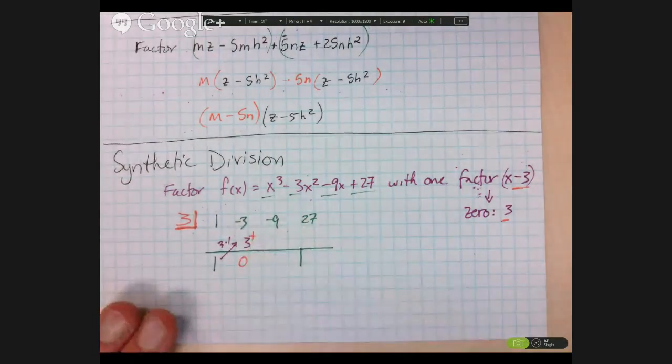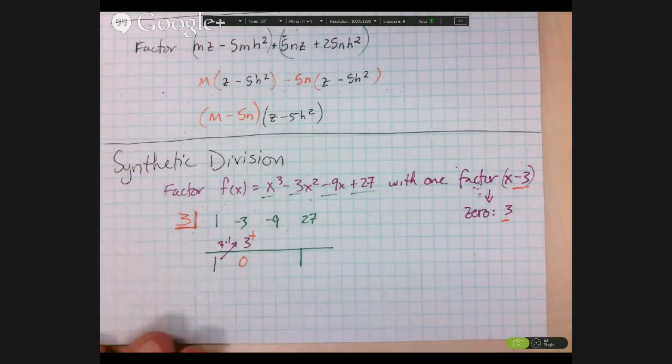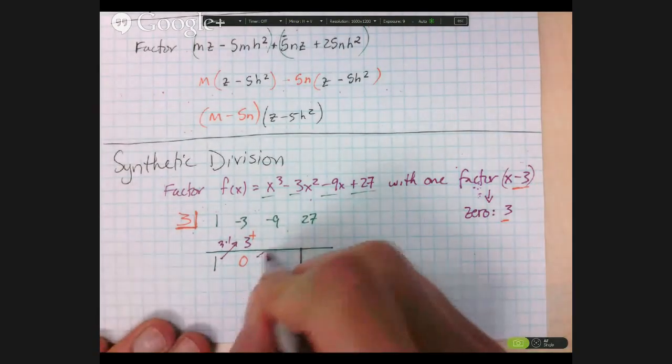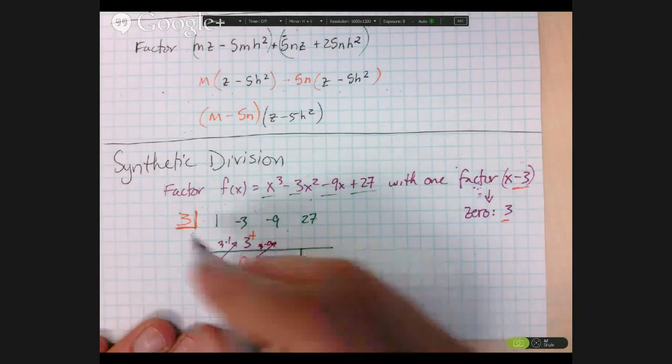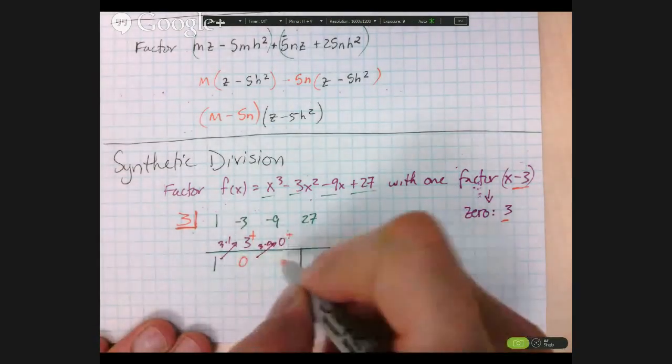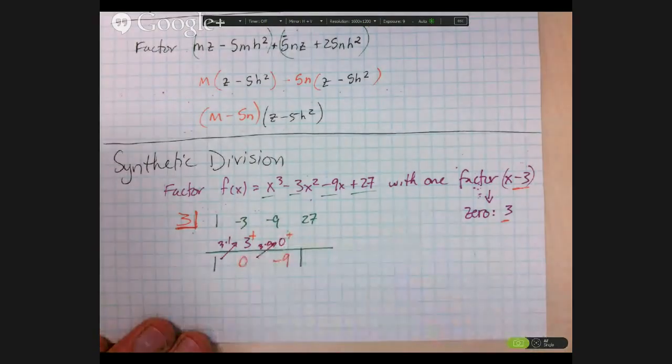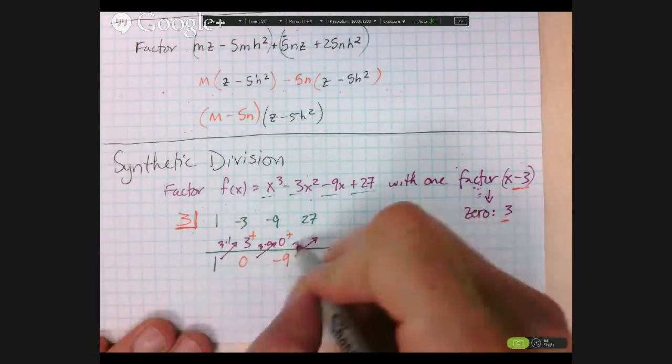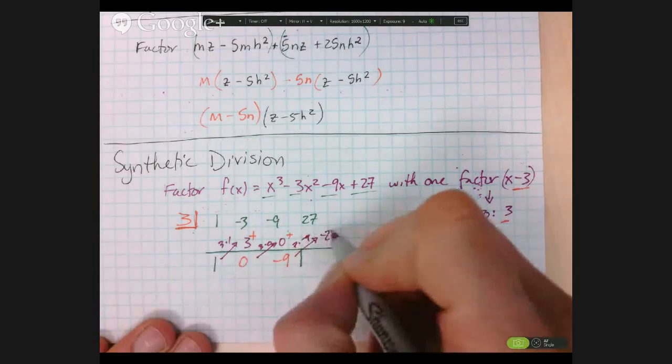Ooh, saucy. That makes it fun. Three times 0. Add. 3 times negative 9. And add.